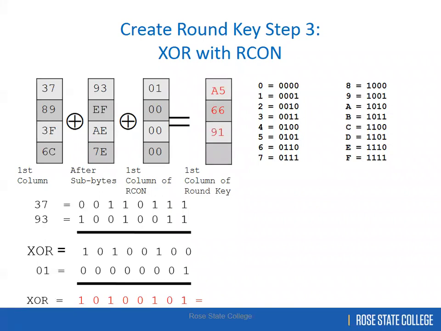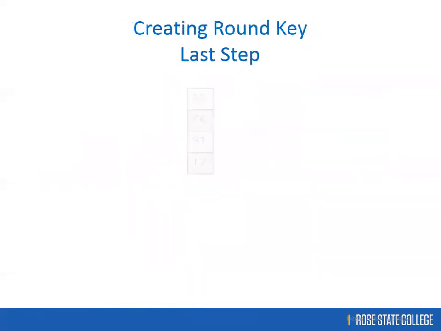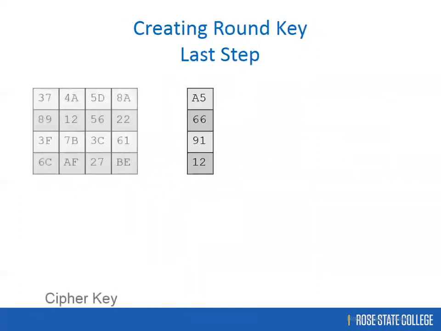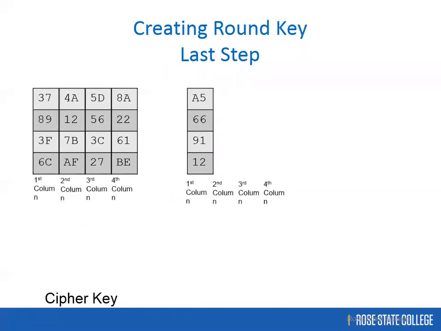We get 91 and then 12. So far, so good? So the 37 was the first column of our cipher key. The 93 column there, that was the right-hand column, shifted, ran through the S box. Then we XOR them together. Okay. Then we take that we just made, there's our original. Okay. So remember, we just made that A5 one.